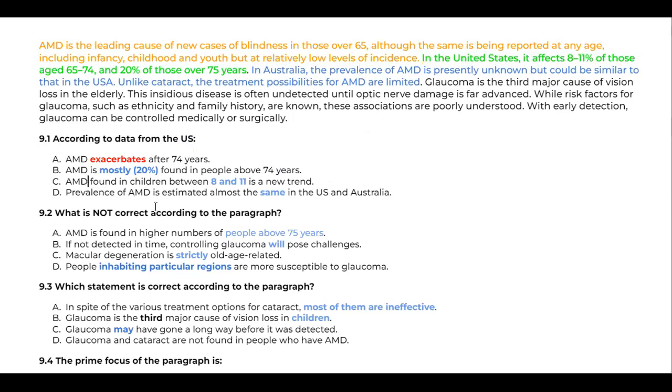Going to the third one, see, AMD found in children between 8 and 11 is a new trend. New trend is nowhere mentioned. It's not the age of children, but it is just the percentage of people. Even that is also not mentioned. And AMD found in children is nowhere mentioned, although children is there in the first one, but we are talking about the US. And for the US, you cannot find the answer in this area because this area is only talking about children, childhood is mentioned here. So we cannot accept any answer from that.